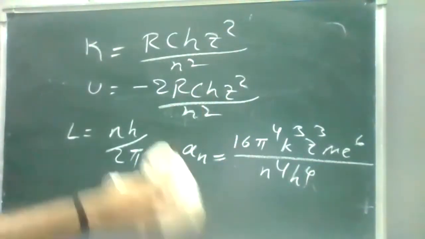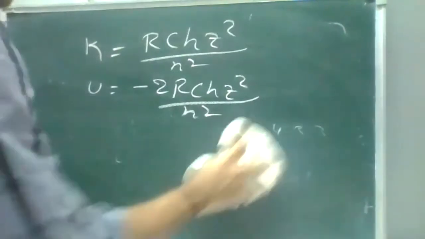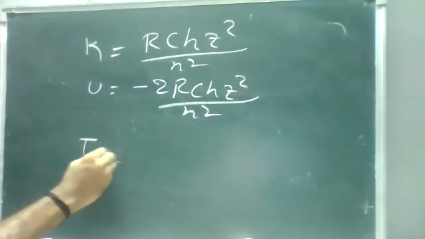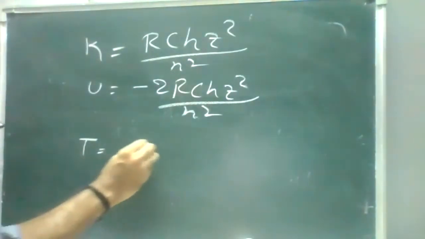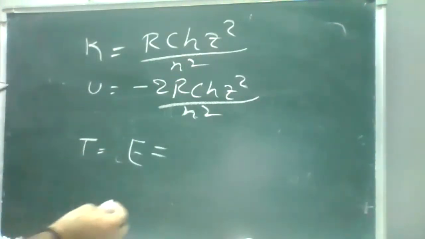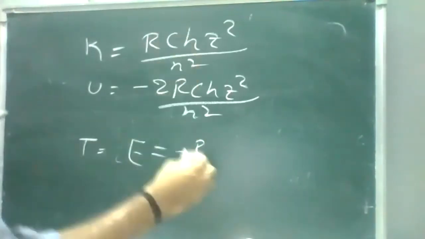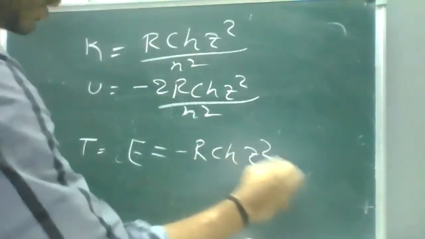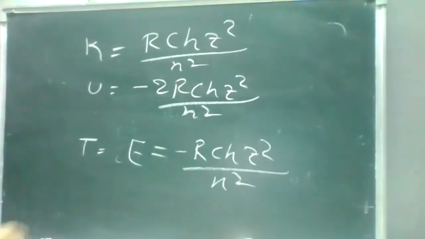And next one, total energy. Total energy E is equal to minus R c h z square by n square. So do a problem on these formulas, then we'll see the next one.